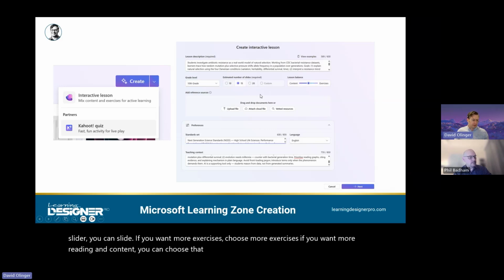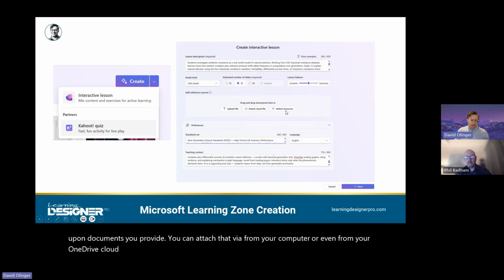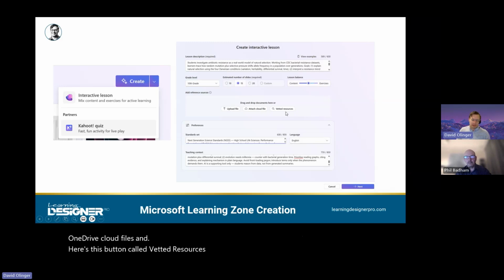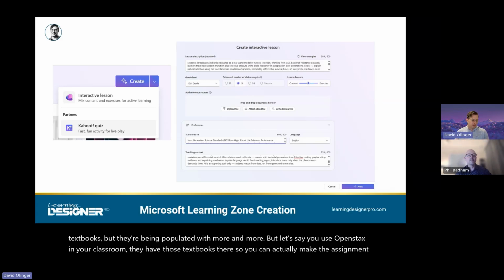If you want the content to be based upon your own documents, you can upload them here, and it'll generate questions based upon the documents you provide. You can attach them from your computer or even from your OneDrive cloud files. Then there's this button called Vetted Resources. At the moment, they're mostly OpenStax textbooks, but they're being populated with more and more. Let's say you use OpenStax in your classroom. They have those textbooks there, so you can make the assignment based upon chapters from OpenStax.